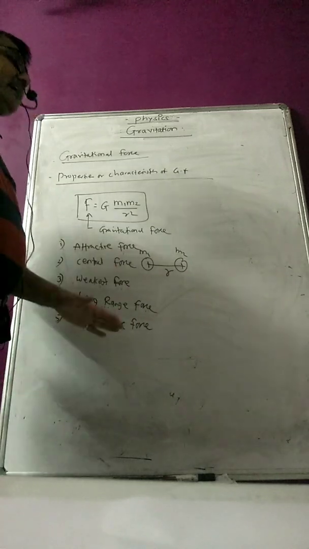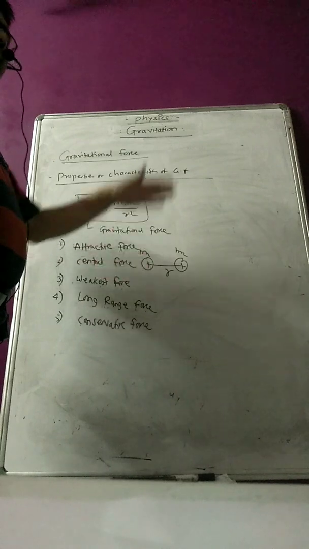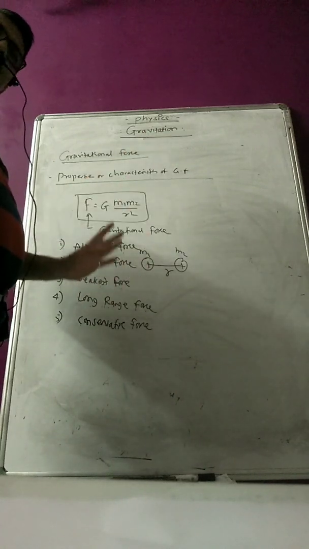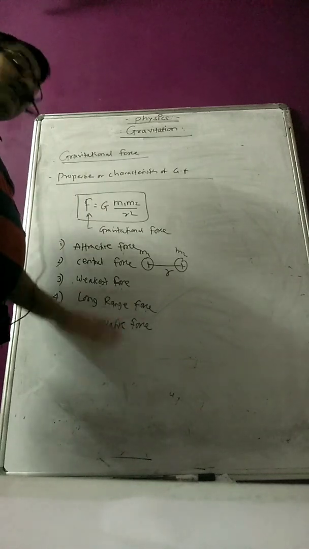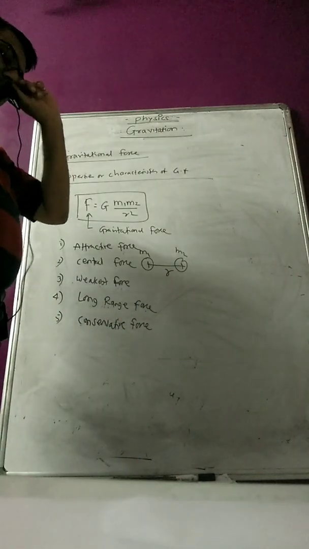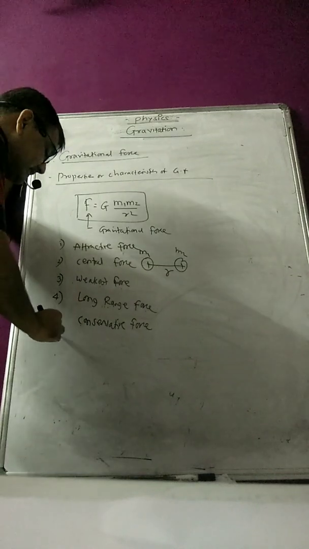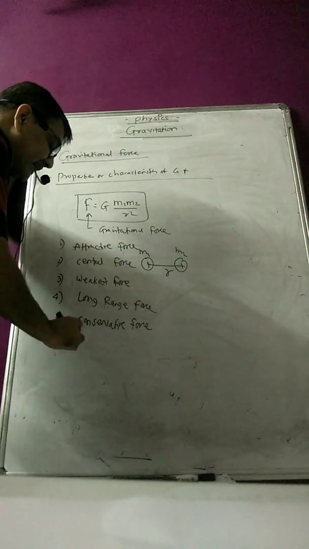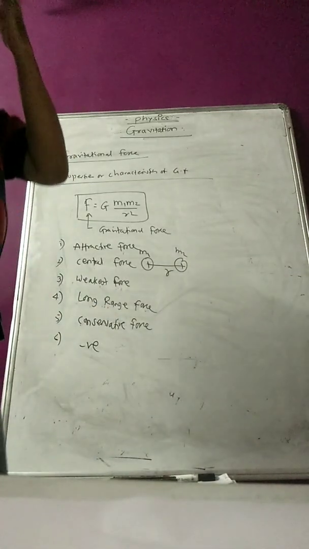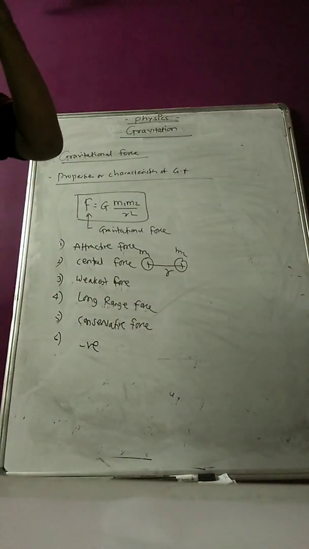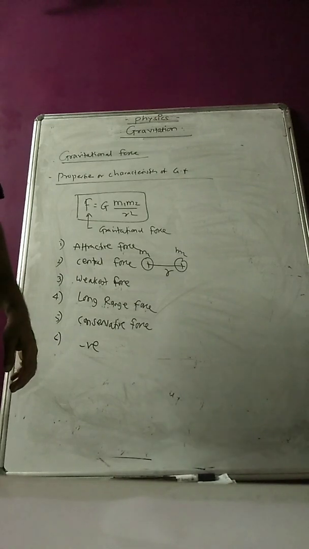Means you can calculate this gravitational force any way you can go. Gravitational force will remain the same. That work done does not depend upon the path followed, so that is called the conservative force. This force is always attractive, so it can be considered a negative force.